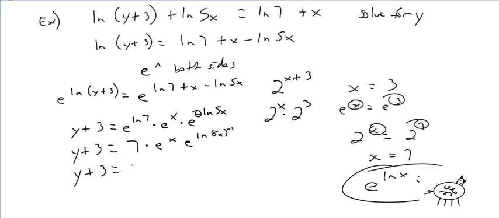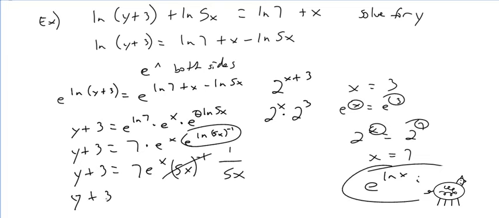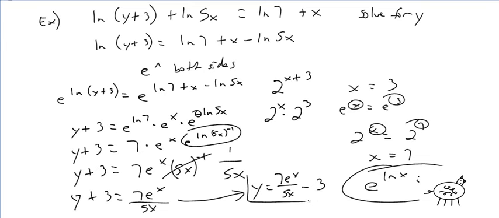y plus 3 equals 7e to the x. And then what do I do with this? Isn't that just 5x to the negative 1, or 1 over 5x? So I get y plus 3 equals 7e to the x over 5x. Where do I have room? Right, let's do it over here. y equals 7e to the x over 5x, minus 3. Okay, so it looks kind of complicated, but as long as you follow all your properties, this is probably right.